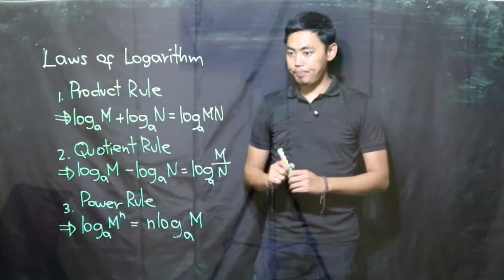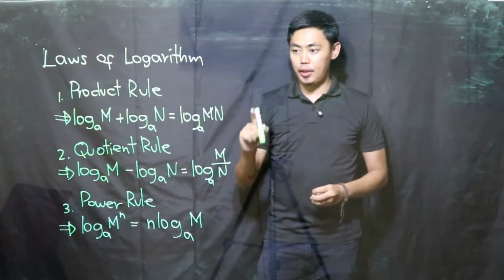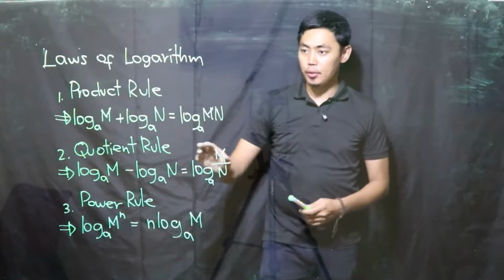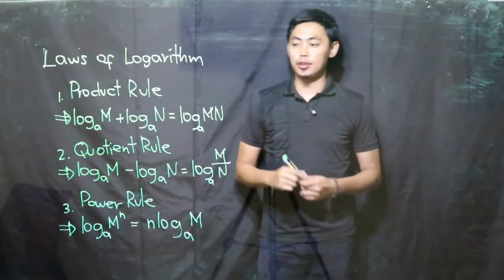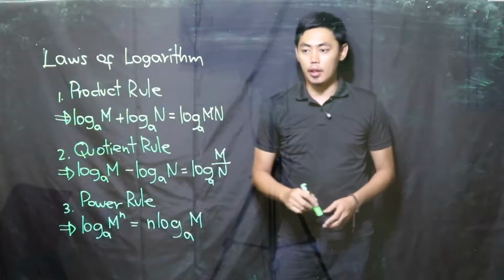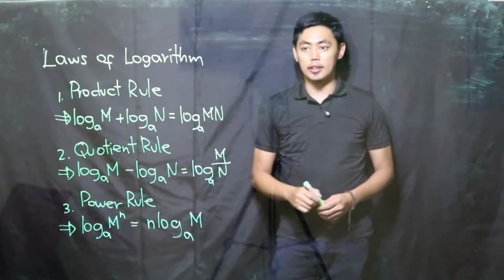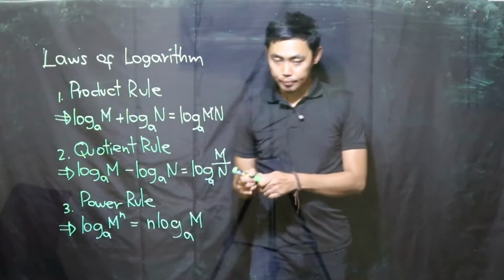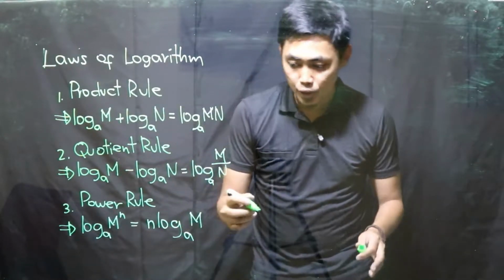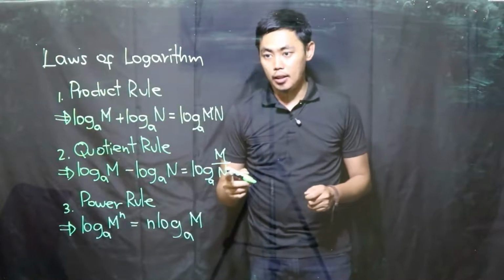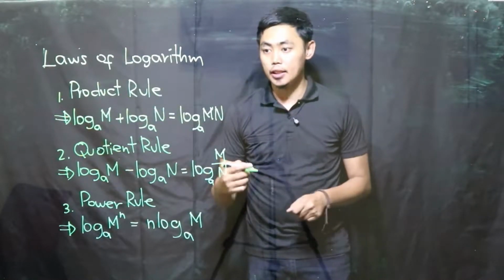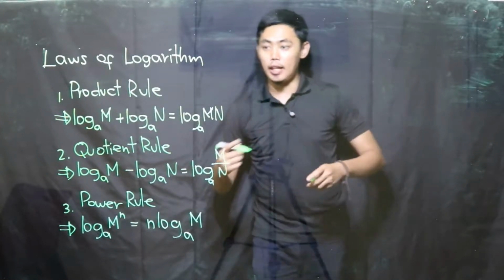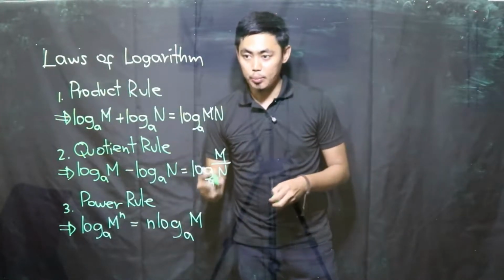So, I will introduce three laws and we will learn them together. These are the rules. We have the first rule, the product rule. The second is what we call the quotient rule. And the third is the power rule. Alright, so I will tell you things that you will need to keep in mind so that solving logarithms would be easier.